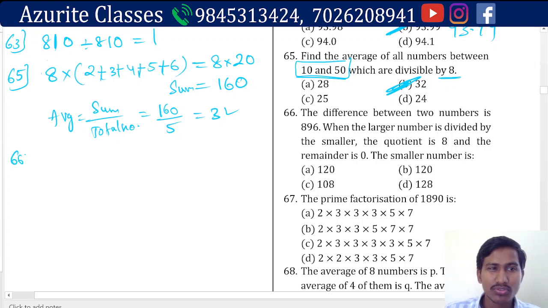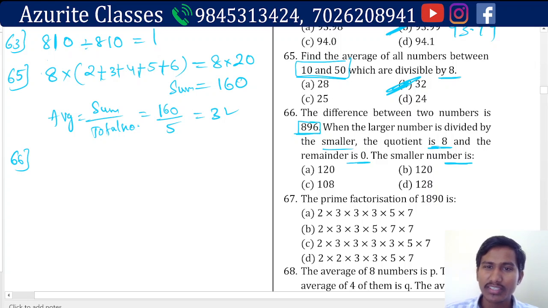So what is the 66 question? The difference between two numbers is 869. When the larger number is divided by the smaller, the quotient is 8 and the remainder is 0. The smaller number is what they're asking. So you go with options. Okay, so the difference between two numbers is 869.